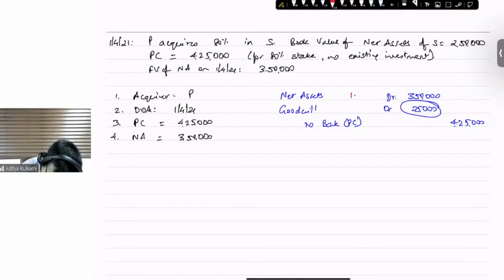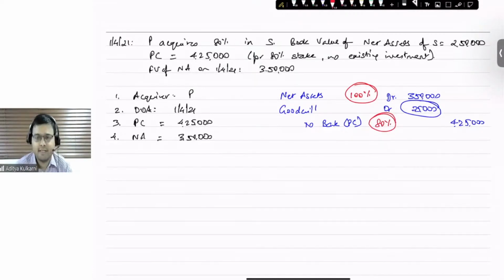Why? You are recording net assets at 100%. Your purchase consideration represents only 80%. Where is the remaining 20? If I have to do a balancing figure, it should be 100% on the debit side and 100% on the credit side, which is not the case. So therefore, we will have to record something known as non-controlling interest.